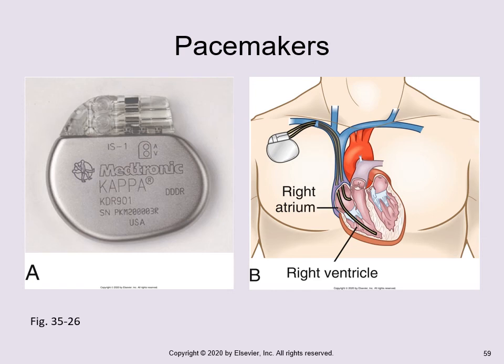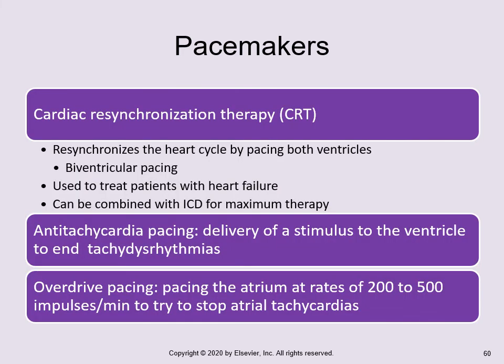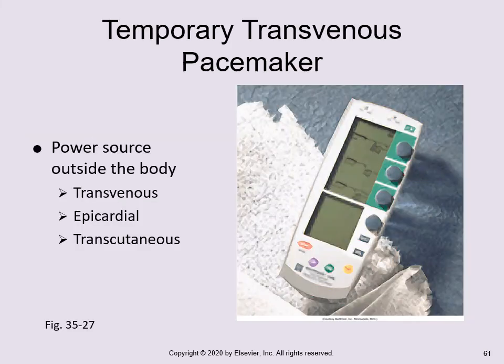This slide is very much like earlier. The A picture is the device, and the B side shows how it's placed into the chest. Look particularly at where the electrodes end up. This is a pretty good representation of how you would pace both the atrium and the ventricle. Biventricular pacing is used most commonly in cardiac resynchronization therapy. This is a kind of therapy that's used to treat heart failure.